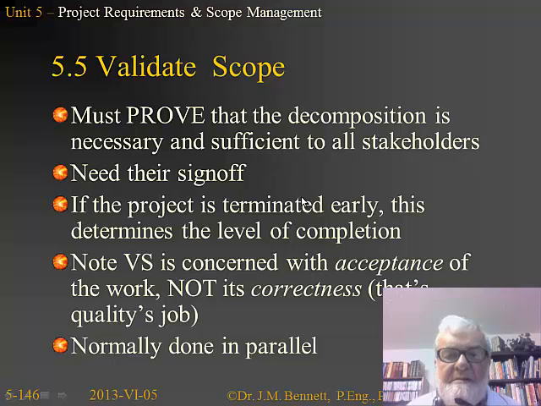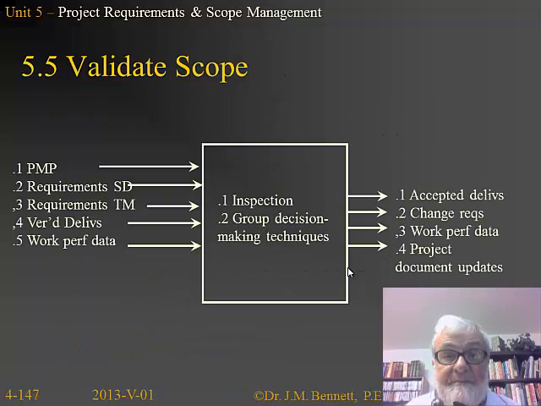Validate scope is concerned with the acceptance of the work and not the correctness. The correctness is the business of quality control, not for us. What we care about here is that somebody has signed off on the work and then we're happy. Typically, the acceptance and the correctness is done in parallel at the end of a major gate.